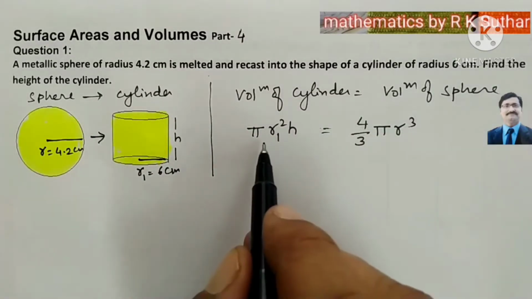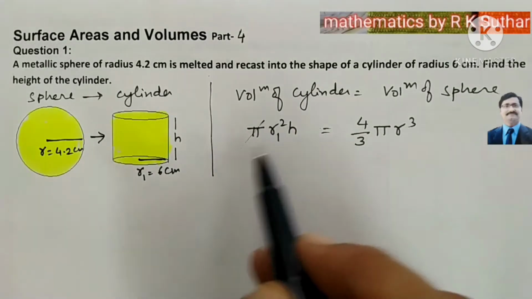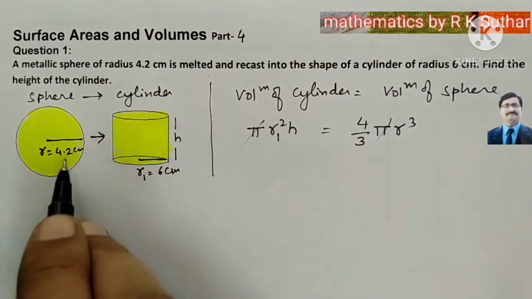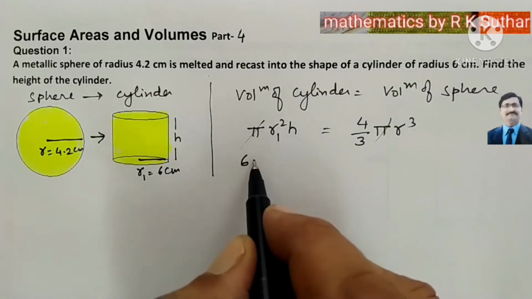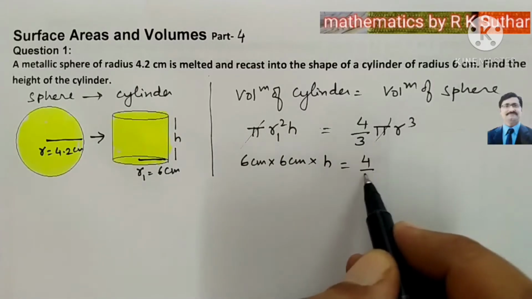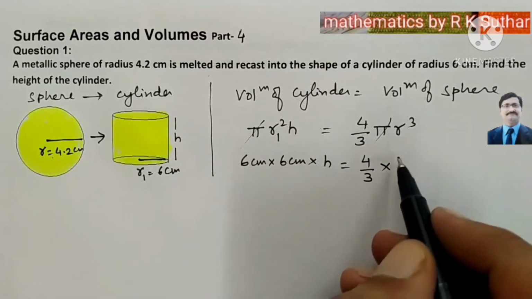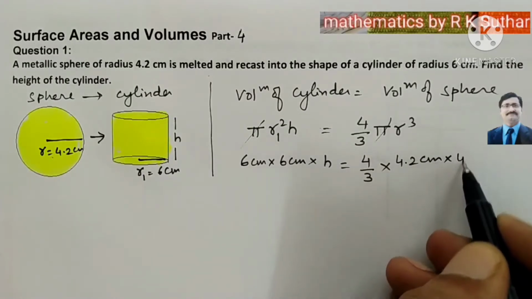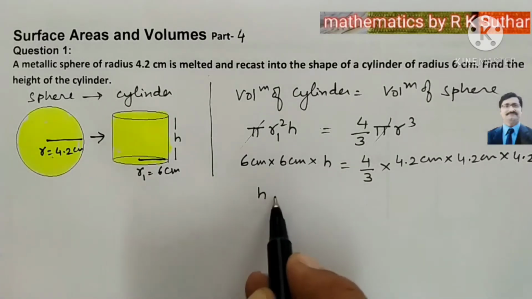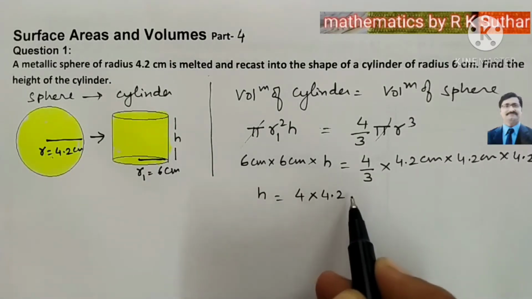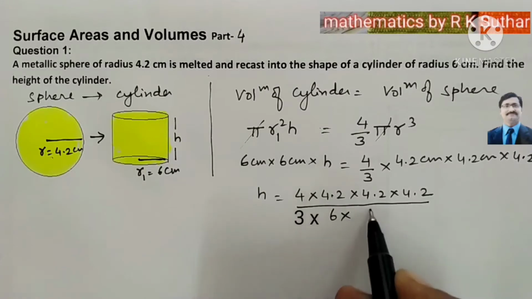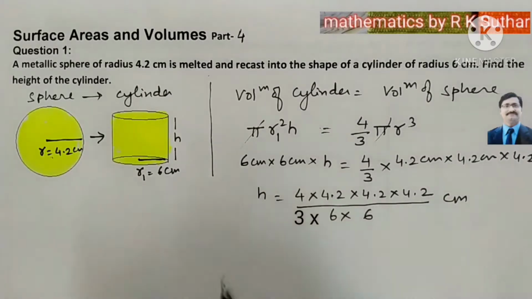Now here r and this r1 are different, and pi on both sides is the same, so we can cancel it. Here r1 is 6 centimeter, so we write 6 centimeter into 6 centimeter, and h we have to find, and here is 4 upon 3 and this r is 4.2 centimeter into 4.2 centimeter into 4.2 centimeter. Now h will be equal to 4 into 4.2 into 4.2 into 4.2 upon 3 into 6 into 6, and the centimeter will remain. We can cancel these.